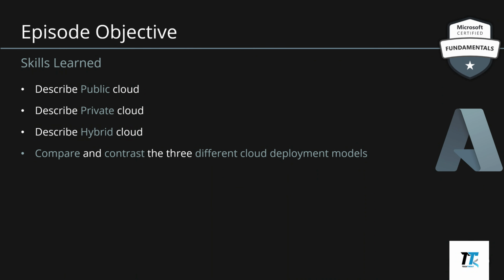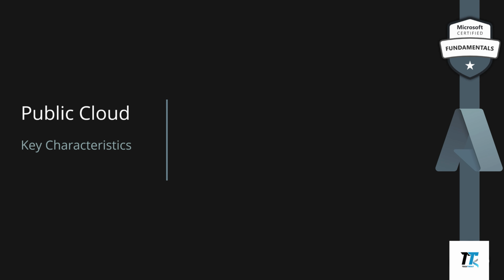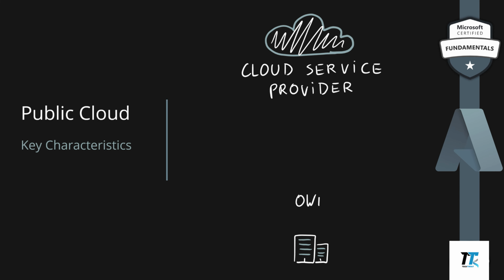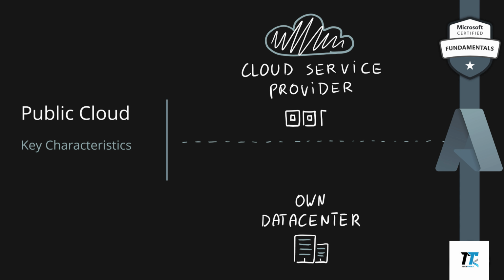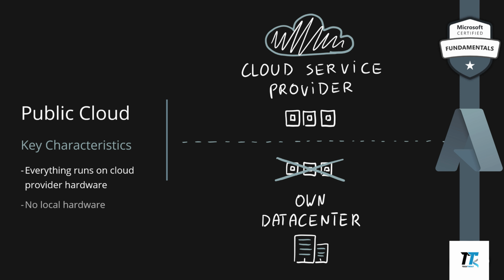This section of the exam will test whether you know what a public, private, and hybrid cloud is, and what their differences are. Let me start with the public cloud. In order to understand the public cloud, we need to make a very clear separation of where we are deploying our services. We are either deploying them to the cloud service provider or inside of our own data center. When it comes to the public cloud, that means all our resources are hosted in a public cloud. That means we don't own our own hardware anywhere.